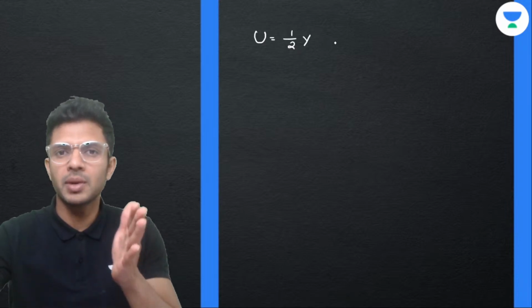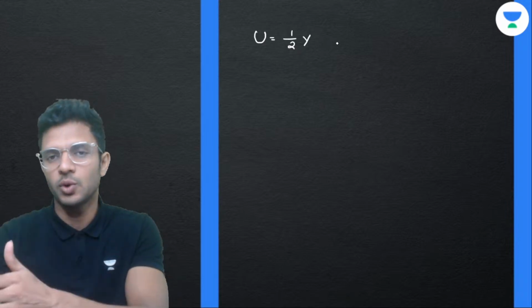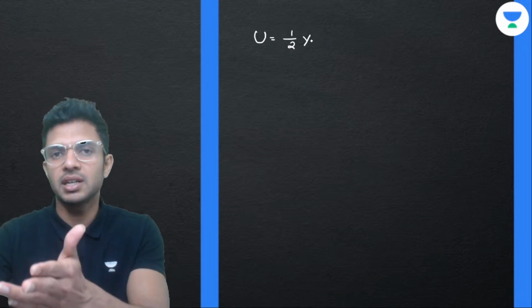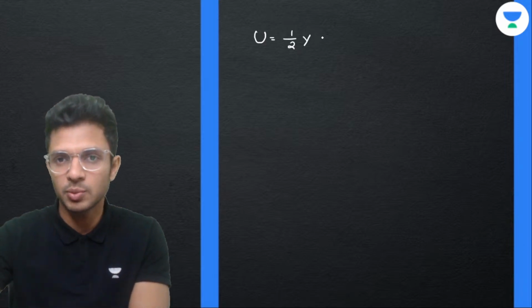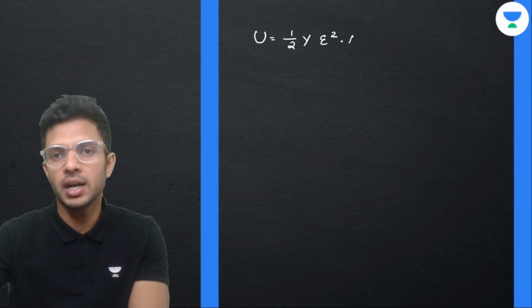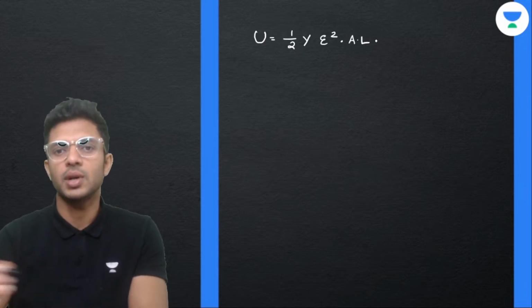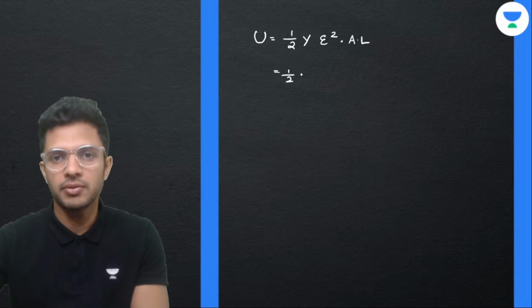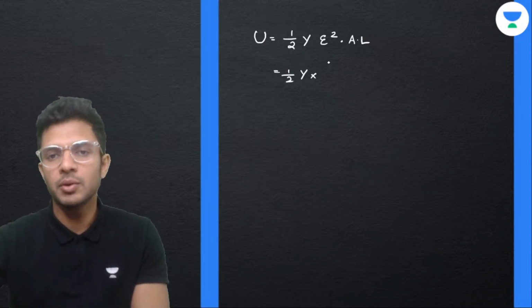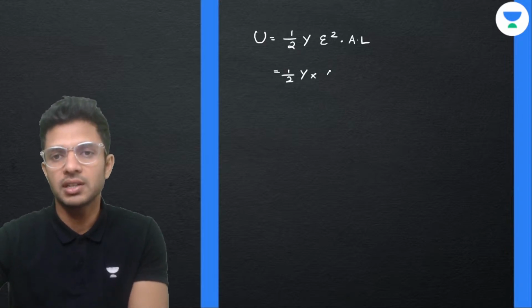Okay, one of the formula is half into stress into strain into volume. So stress is being converted as Young's modulus into strain. So formula will be half Young's modulus strain square into volume. Volume I'm going to write it as area into length. Okay, now half Young's modulus. Tell me what is the expansion of strain? Change in length to original length.